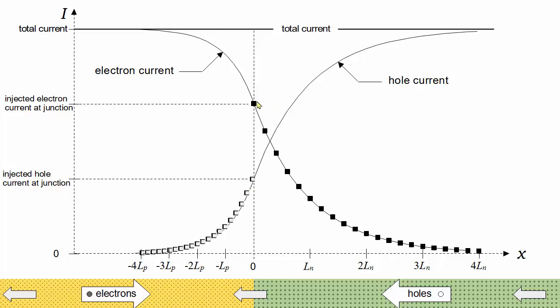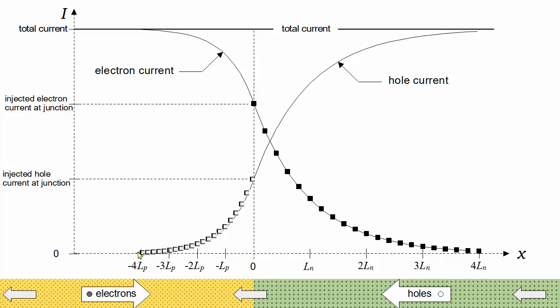Electrons injected past the junction soon recombine with majority holes, and the electron current drops to zero in a few diffusion lengths. On the far right, all the current is due to holes. As holes approach the junction, they recombine with electrons injected from the left side. Holes injected past the junction soon recombine with majority electrons, and the hole current drops to zero.